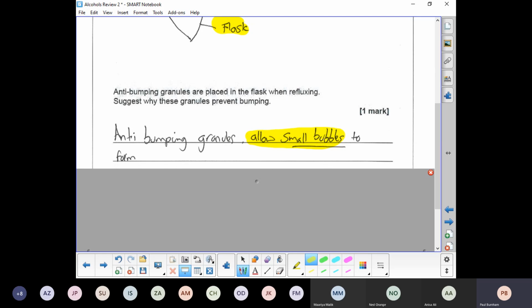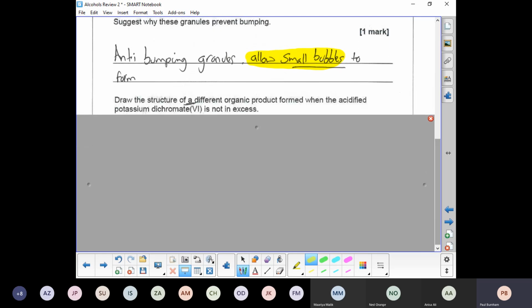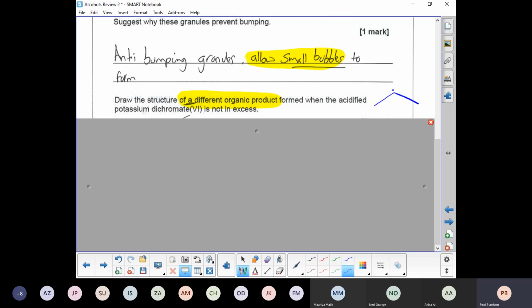So, final part of this question is a consideration of a different organic product when the acidified potassium dichromate is not in excess. So that means that those alcohol groups are not going to react fully. Now let's just remind ourselves what this alcohol was. So just draw it back up in this corner over here. We were thinking about the oxidation of propane-1,2-diol. And propane-1,2-diol has these two OH groups.